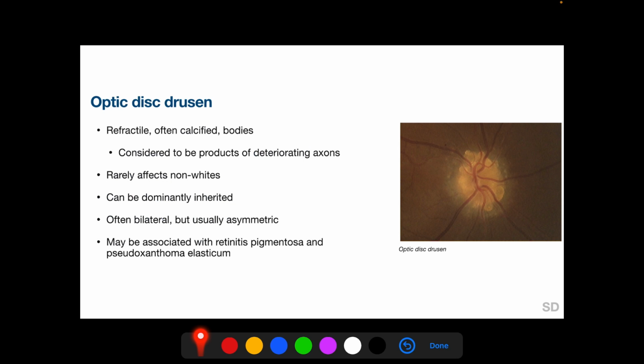Optic disc drusens are refractile and often calcified bodies lying within the optic nerve head, and they are considered to be products of deteriorating axons. It rarely affects non-whites, can be dominantly inherited, and it is often bilateral but usually asymmetric, and it may be associated with retinitis pigmentosa and pseudoxanthoma elasticum.